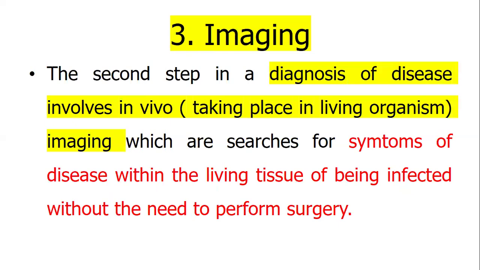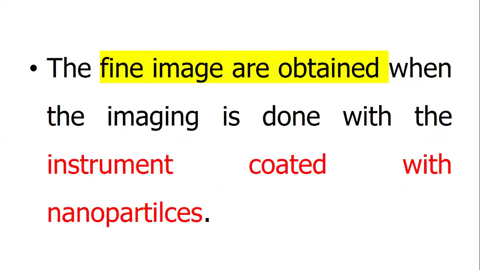Imaging, the second step in the diagnosis of disease, takes place in vivo, in the living organism. Imaging detects sources of symptoms of disease within the living tissue of the infected being without the need to perform surgery. Finer images are obtained when the imaging is done with instruments coated with nanoparticles.